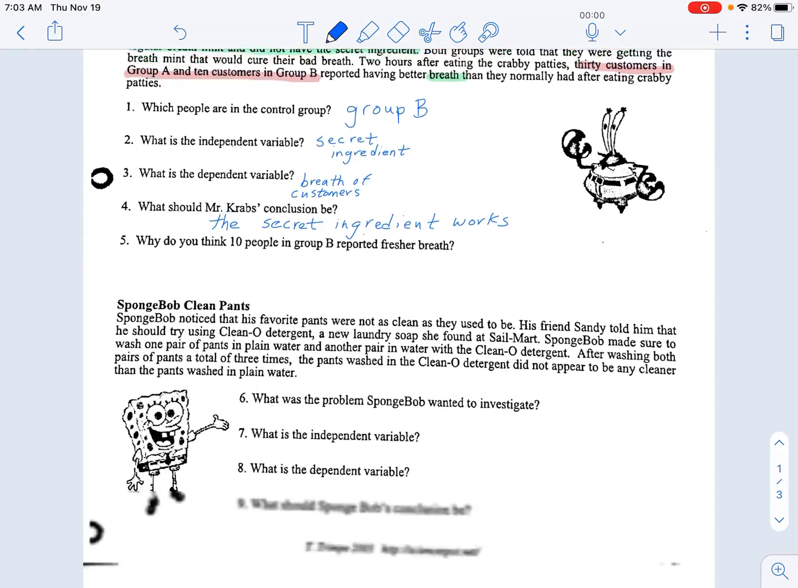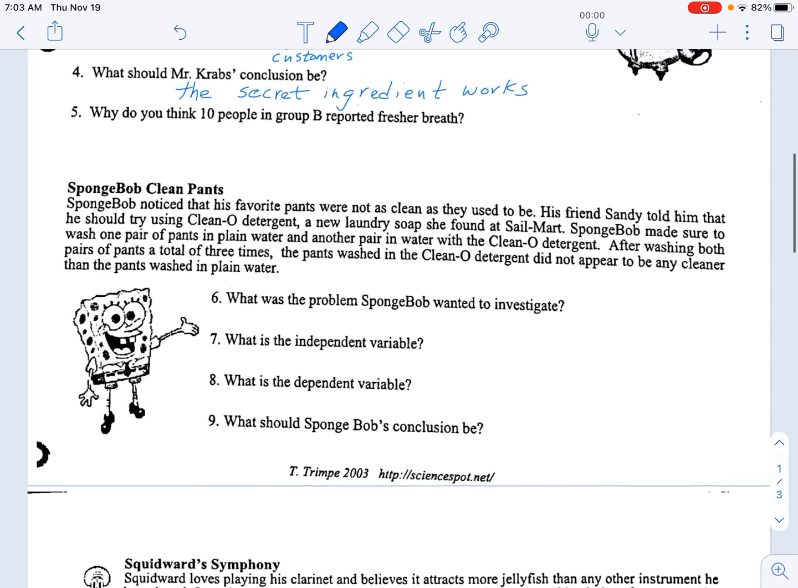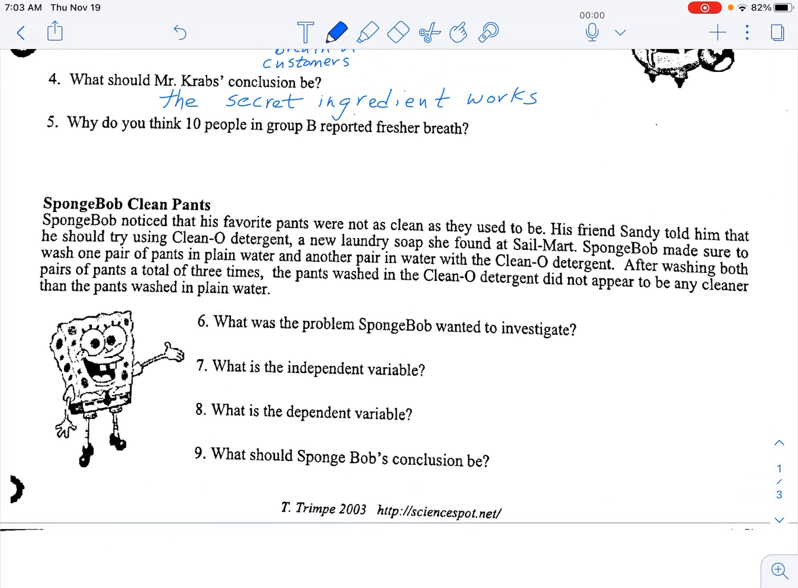The next one has to do with SpongeBob. It says SpongeBob noticed that his favorite pants were not as clean as they used to be. His friend Sandy told him that he should try using Cleano detergent, a new laundry soap he found at SaleMart. SpongeBob made sure to wash one pair of pants in plain water and another pair in water with Cleano detergent. After washing both pairs of pants a total of 3 times, the pants washed in Cleano detergent did not appear to be any cleaner than the pants washed in plain water.